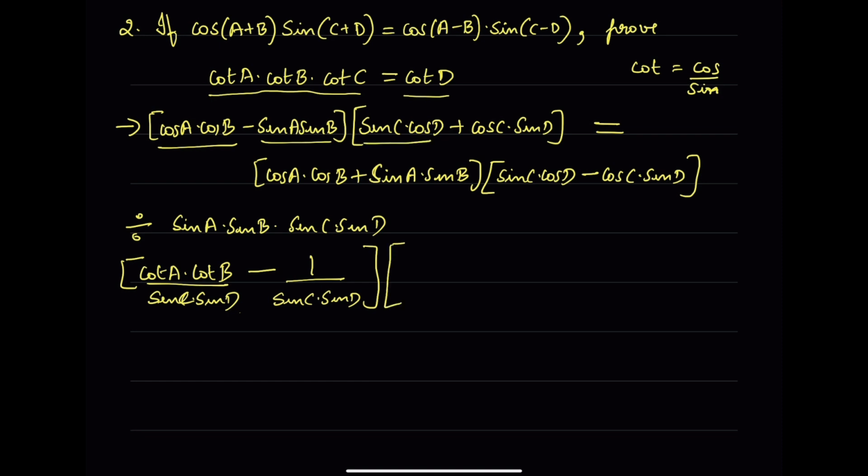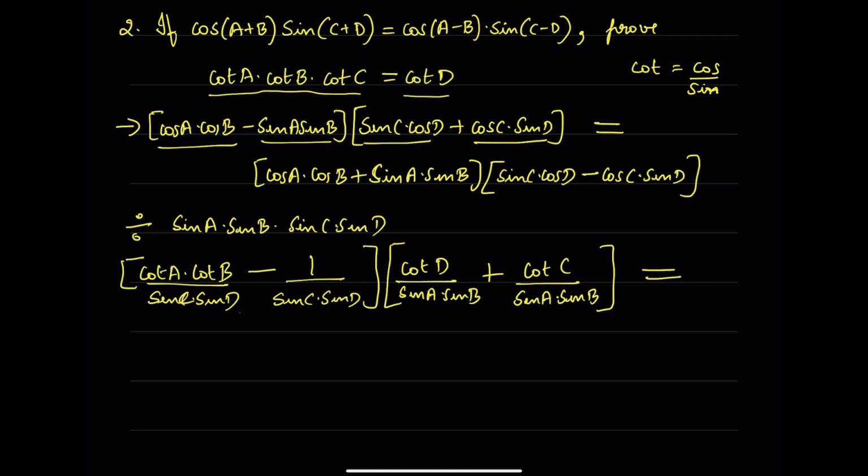Now sin C cos D, here we have to be a bit careful. So sin C would get cancelled and cos D by sin D would be cot D divided by the remaining two variables, sin A sin B, plus cos C by sin C will change to cot C, sin D will get cancelled, remaining term is sin A sin B. So the left hand side is completed now.